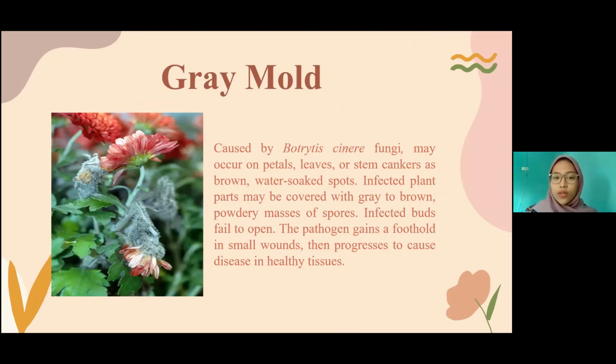Gray mold is caused by the fungus Botrytis cinerea, and may occur on petals, leaves, or stem cankers as brown, water-soaked spots. Infected plant parts may be covered with gray to brown spores. Infected buds fail to open. The pathogen gains a foothold in small wounds, then progresses to cause disease in healthy tissues.